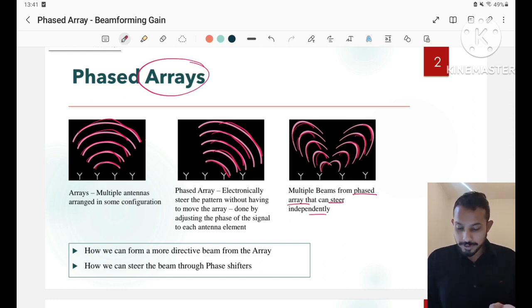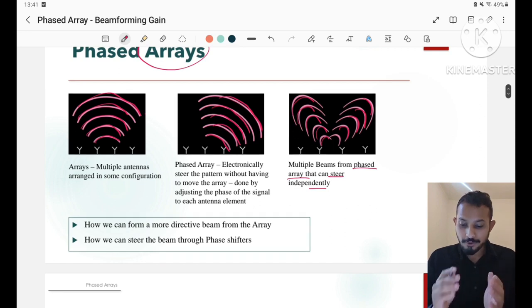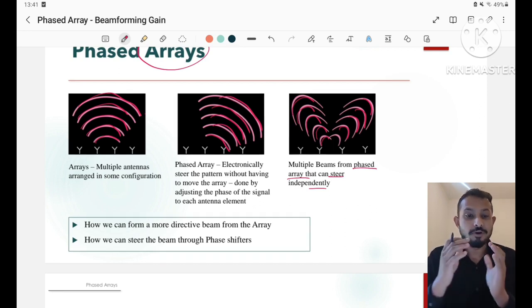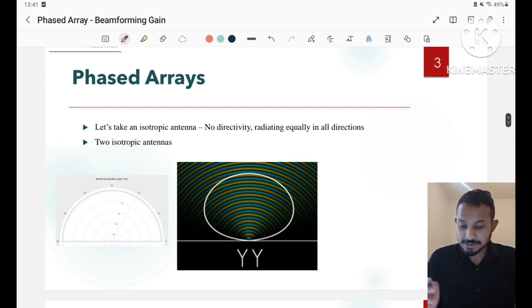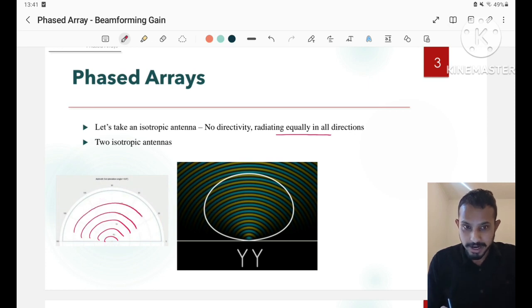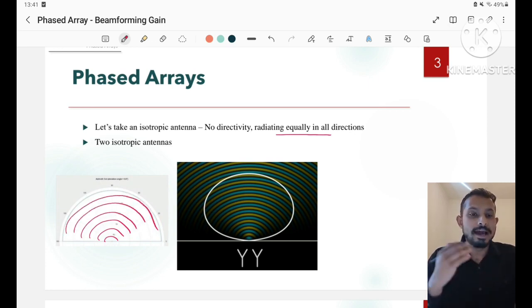Next, we need to know how we can form a more directive beam from the array and how we can steer the beam through phase shifters. So let us take an isotropic antenna that is radiating a sine wave equally in all directions. This is the radiation pattern for the isotropic antenna, and obviously it has no directivity and it is radiating equally in all directions.